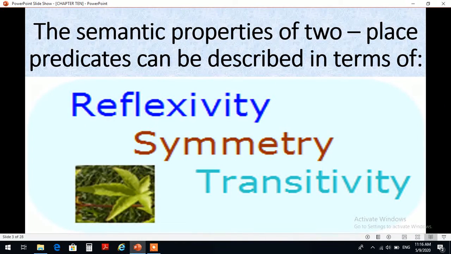The semantic properties of two-place predicates can be described in terms of. يمكن أن نناقش الخصائص التي تمتاز بها two-place predicates من خلال ثلاثة مفاهيم أساسية، ألا وهي Reflexivity أو الخاصية الانعكاسية، Symmetry خاصية الاتساق أو التناظر أو التماثل، وترانزيتيفيتي خاصية التعددية.